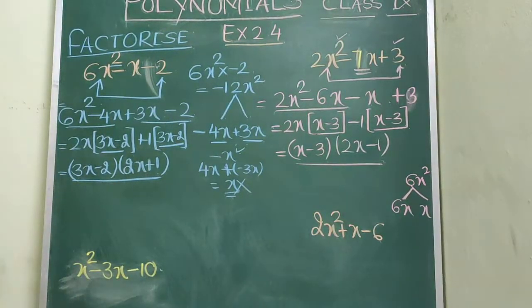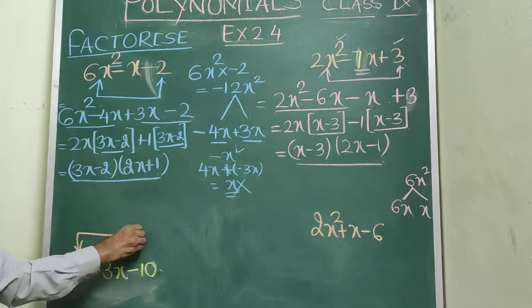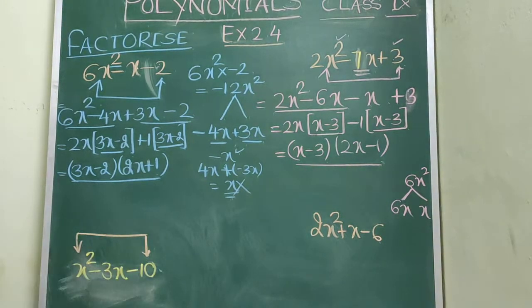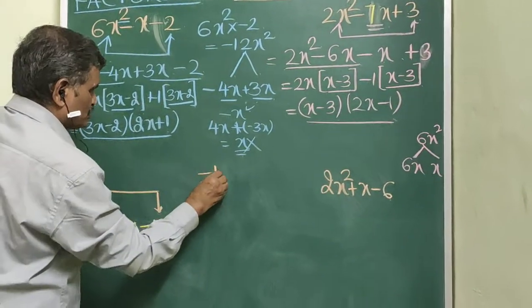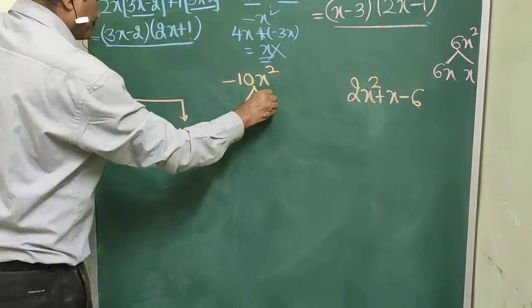Okay, let me come to the third problem now. What does the third problem say? In the third problem also the degree is 2. So multiply the first and the last term. If I multiply the first and the last term, what I get is minus 10x square.